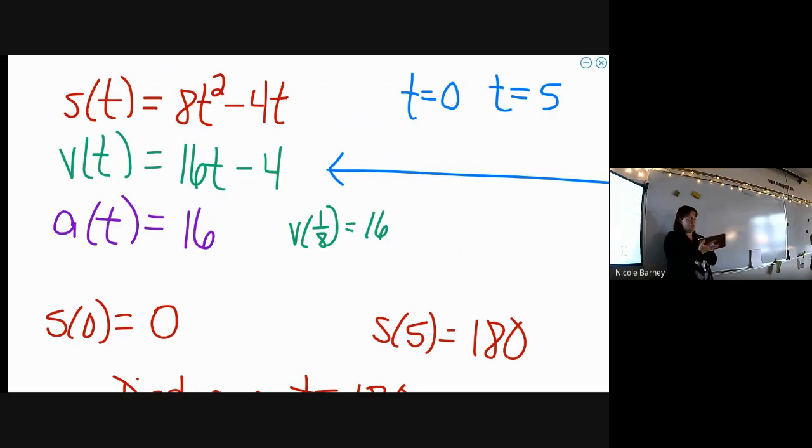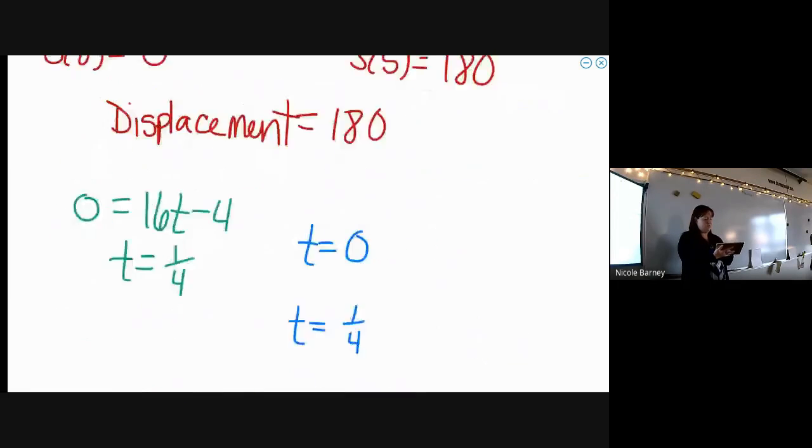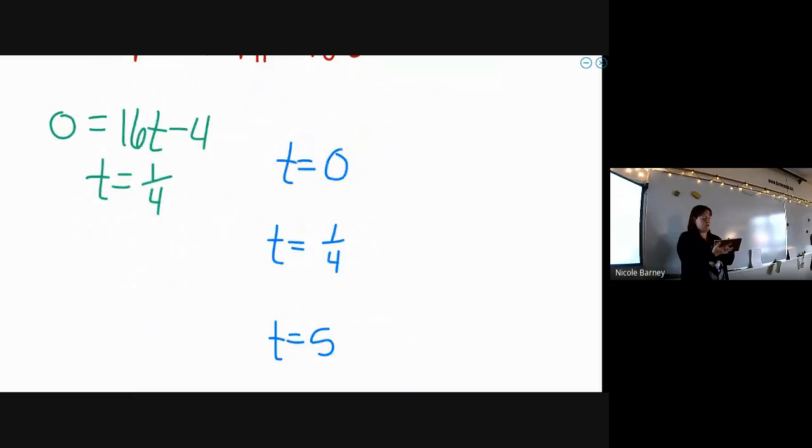16 over 8 minus 4, which is 2 minus 4. So this is negative, right? Oh, whoa. At time equals 1/8, my velocity was negative, which means I was going left. Right? I was traveling left from here to there. And now you have to find a minimum, right?